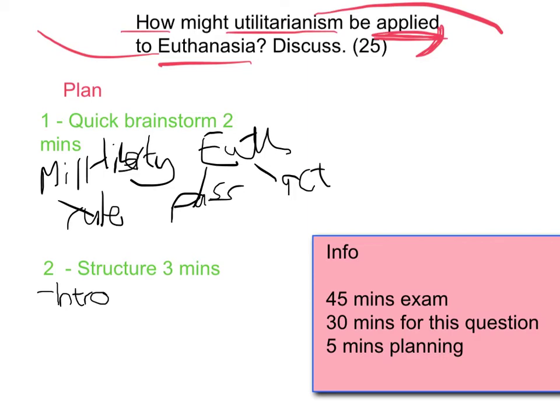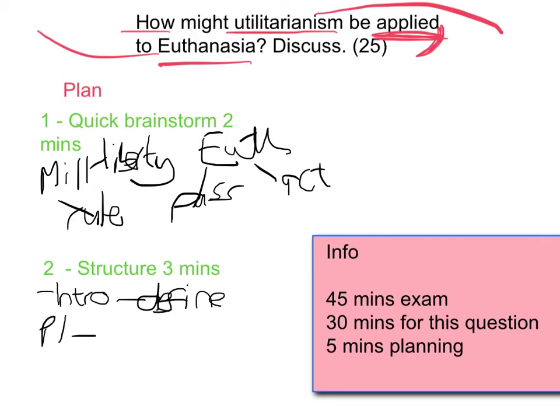An introduction says what you're going to do. In this essay, I'm going to explore how the various forms of utilitarianism apply to the different types of euthanasia. So that would be how you'd introduce. You then might like to say what the definition of the main maxim of utilitarianism is. So utilitarianism is founded on the principle of the greatest happiness for the greatest number of people. And then you might like to go into the subdivisions and categories of utilitarianism.